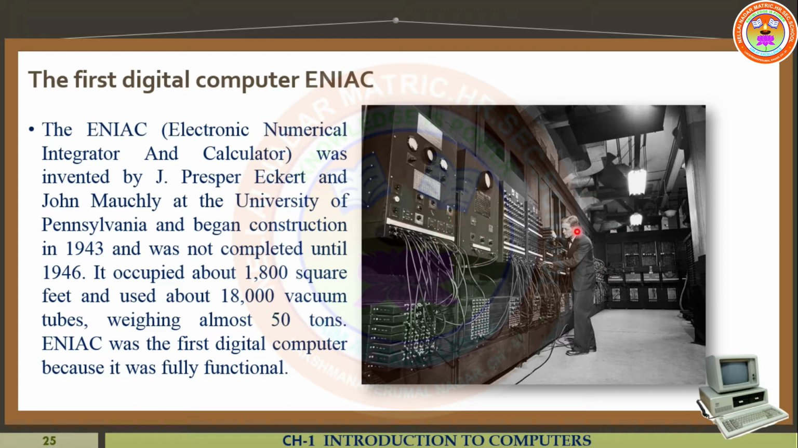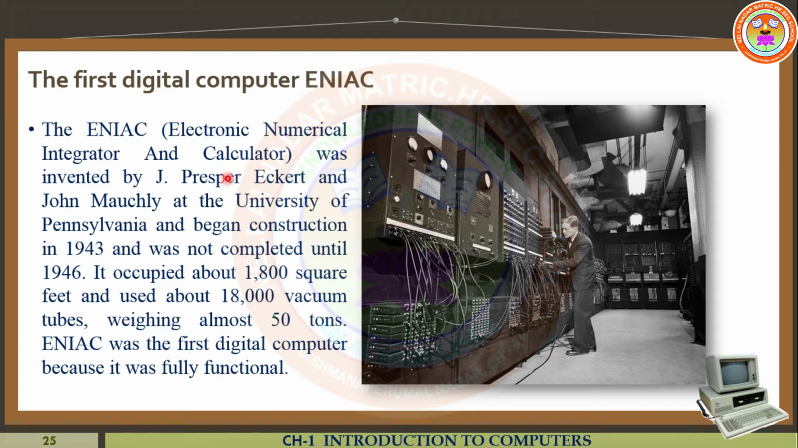It looks like a factory or laboratory, or somewhat like a very big electrical room, right? This is a computer, the first digital computer. The name is ENIAC. The term ENIAC stands for Electronic Numerical Integrator and Calculator. Okay, this is the expansion of ENIAC. It was invented by J. Presper Eckert and John Mauchly.